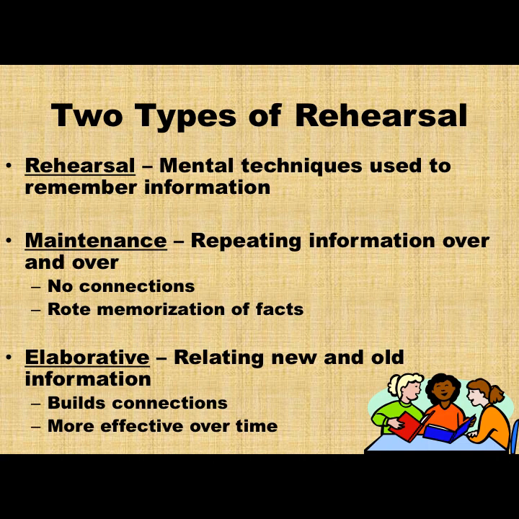And under the levels of processing model, there are two types of rehearsal. Rehearsal is the mental techniques used to memorize information. The two types of rehearsal are maintenance, which is repeating information over and over in a way that you don't really make connections between ideas. You just remember specific things. So it's like rote memorization. You're not making connections, you are just memorizing specific facts to go with specific words, kind of thing.